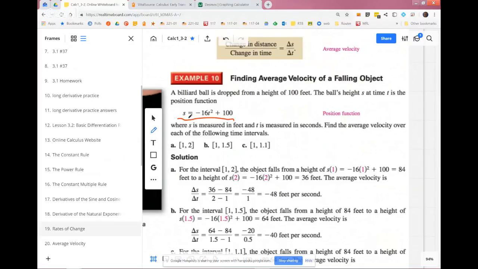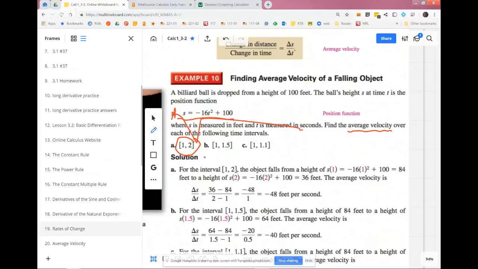So, here's the first part. Find the average velocity over each of the time intervals. Average velocity. So you've got to have 2 points. Now, if you look at the way the problem is stated, you see that that's an interval. That's not an ordered pair. That's an interval from 1 to 2. Well, if it was 1, what's the y coordinate for 1? Just go back up to the top line here. Plug in a 1, and you get negative 16 plus 100, which is 84.